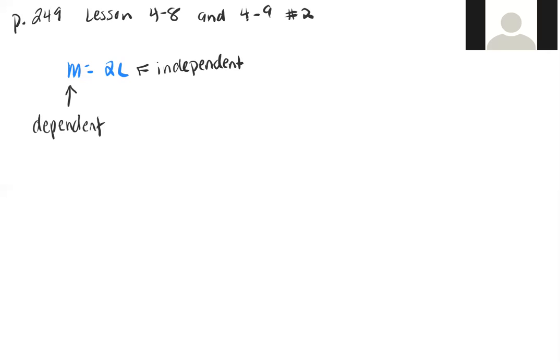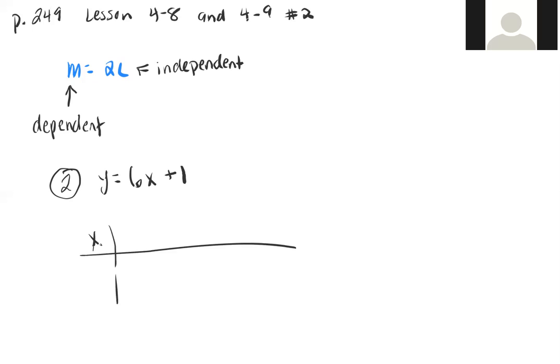All right, so let's look at 4.9. So here we are using patterns to write and solve equations. All right, and we're going to take a look at number 2. All right, so here we are given an equation. We're given our rule. Remember, this is like our input-output machine. So we are inputting different values for x to find out what the y values are. So my values of x are going to be 1, 2, 3, 4, and 5.